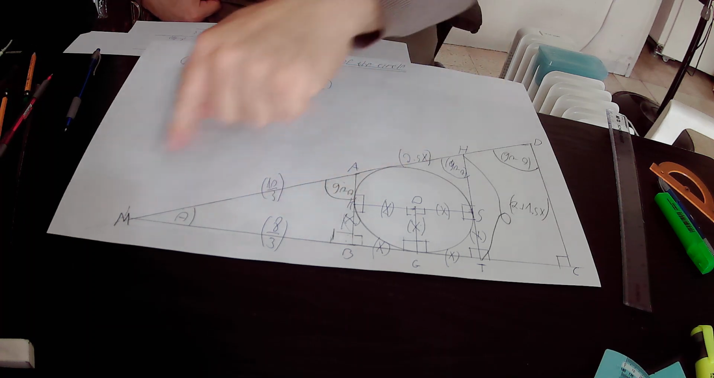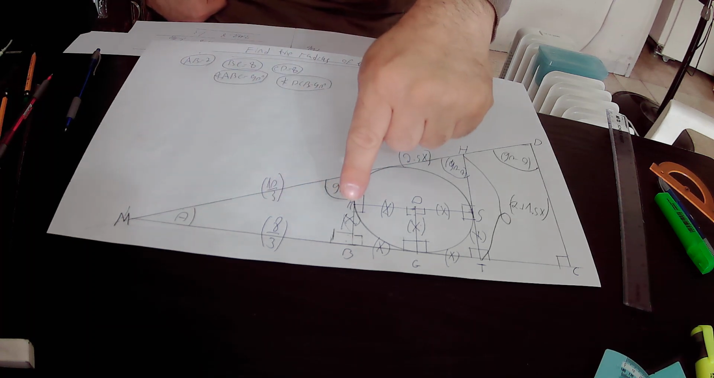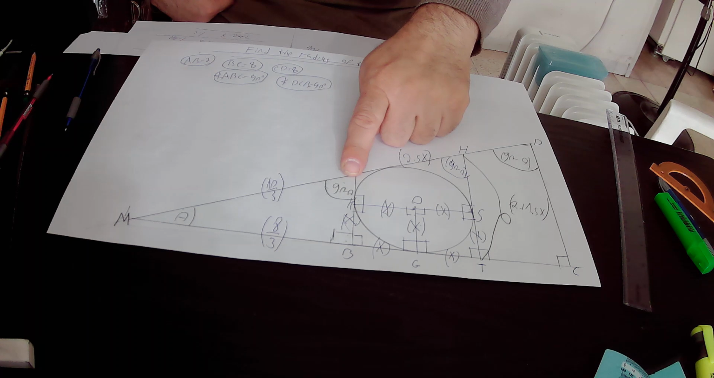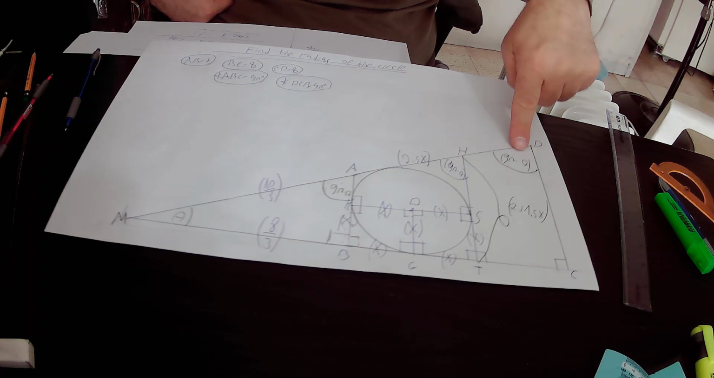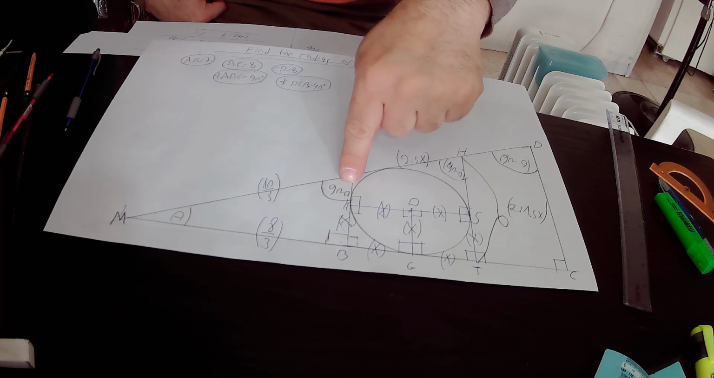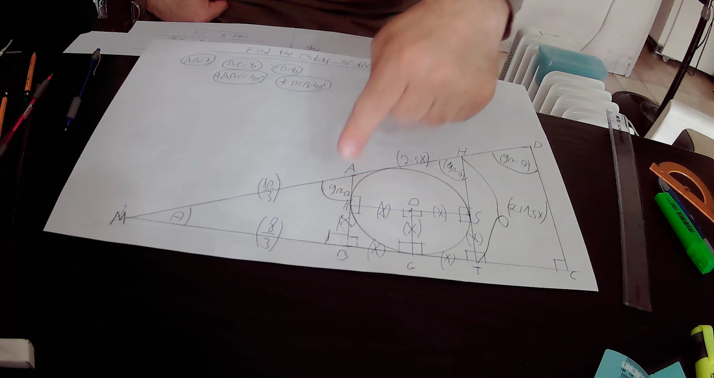So in the right triangle ABM, this angle equals theta, this angle equals 90 degrees, therefore the missing angle must be equal to 90 degrees minus theta. In order to complete the sum of the angles in this triangle to 180 degrees, the missing angle here must be 90 degrees minus theta.